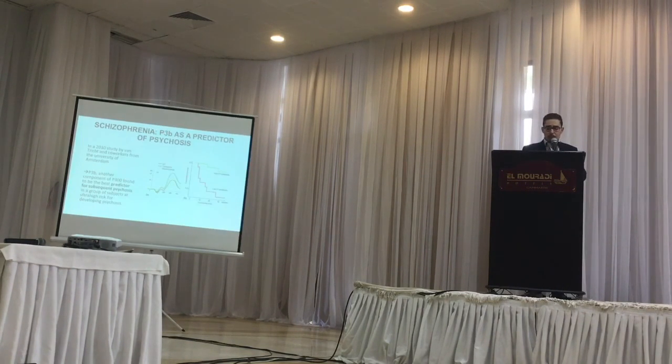We talked about the P3a. The other component of the P300 is the P3b, which has been found to be the best predictor of subsequent psychosis in a group of subjects at ultra-high risk for developing psychosis.